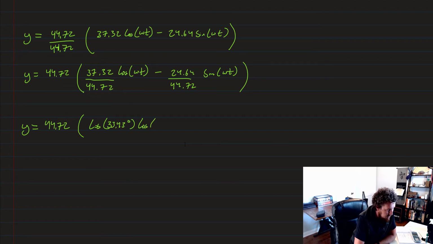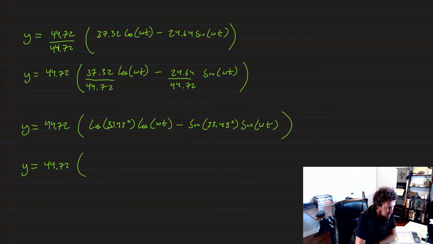Degrees times the cosine of omega t minus, now same deal except it's the sine of 33.43 degrees times the sine of omega t. Now, this is just that trigonometric identity that we used in reverse. So that's going to be y is equal to, we still have 44.72 times, and the important bit is here that it's negative. That's going to be the cosine of omega t plus 33.43 degrees. And there we have it.